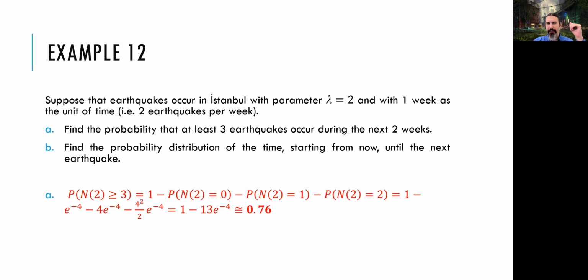The second part is much harder, let's say. Find the probability distribution of time. Okay, it's asking us to find the CDF, the probability distribution of the time, starting from now until the next earthquake. Now, this is finding the distribution of some random variable. So we have to denote a random variable, which is going to be x, the amount of time in weeks until the next earthquake. So if it is 0, the earthquake is happening now. If it's 1, it's going to happen after 1 week. And if it's 2, it's going to happen in 2 weeks, etc.